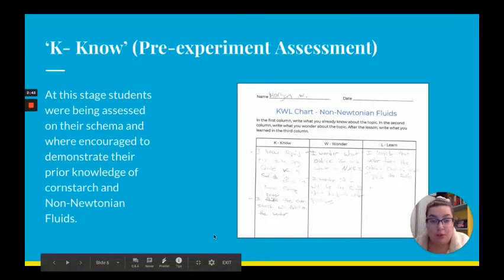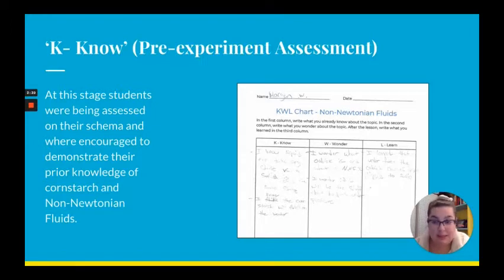So the Know portion of the column, which I like to call the pre-experiment assessment. At this stage, students are being assessed on their schema and were encouraged to demonstrate their prior knowledge of cornstarch and non-Newtonian fluids. So you can see here that he knew about a liquid and a solid and what shapes they had. He also knew a little bit about cooking with cornstarch, so he was able to relate that it was a thickener used in cooking.